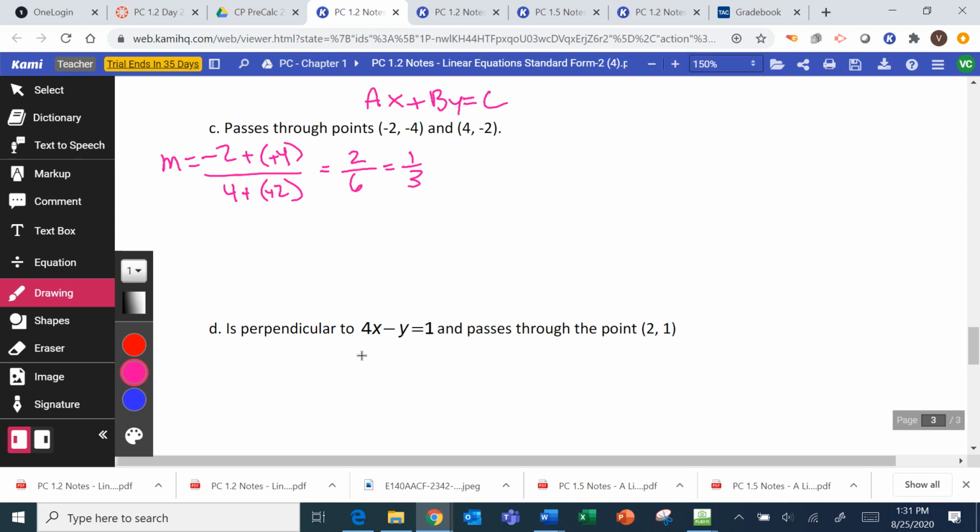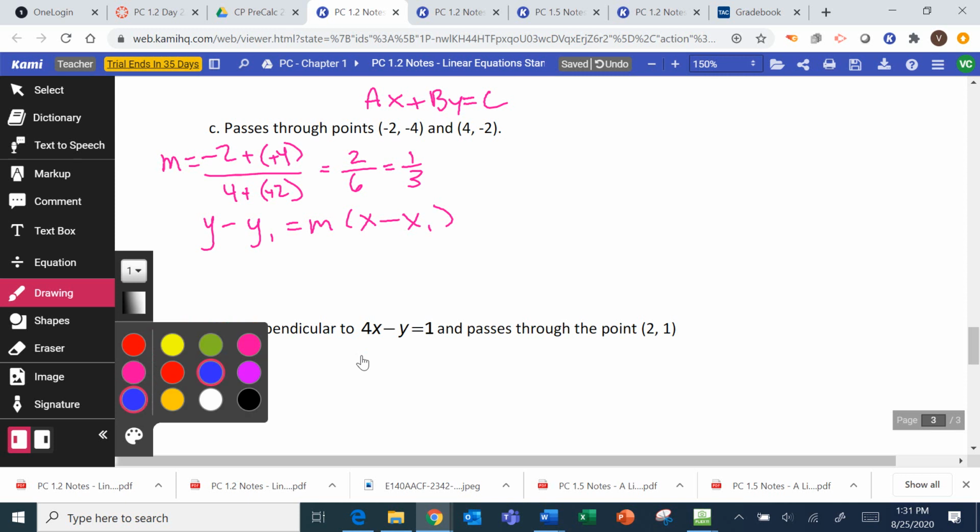I'm sorry, point slope form. Remember, if you don't have it memorized, y minus y1 equals m times x minus x1. Make sure you just keep writing it every time till you can't get it wrong. We're going to plug in. Which ordered pair should I plug in? Does anybody care?